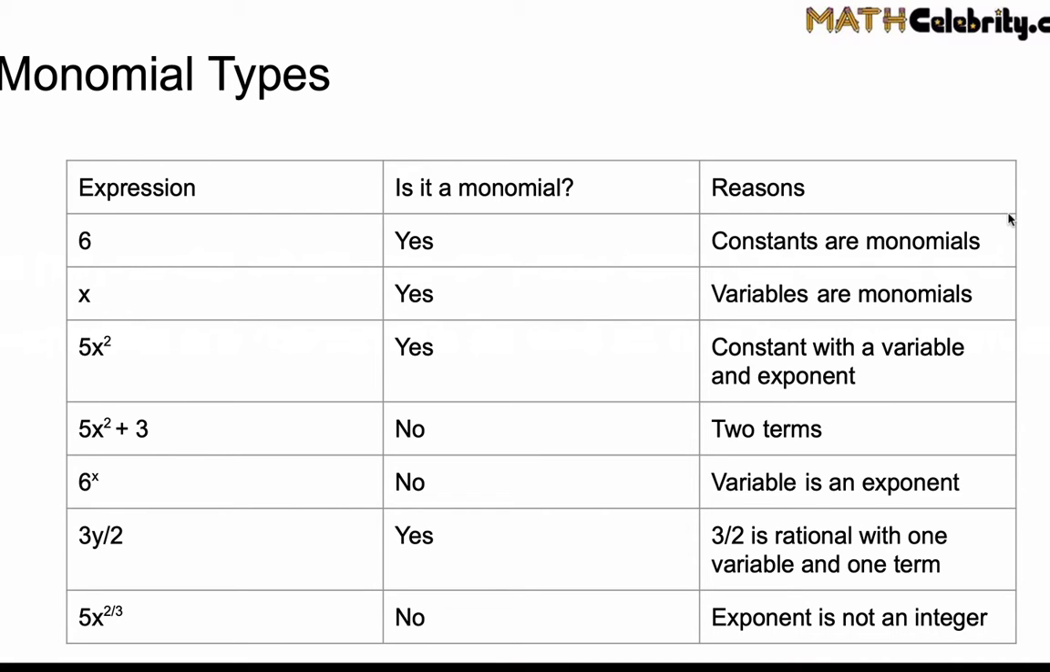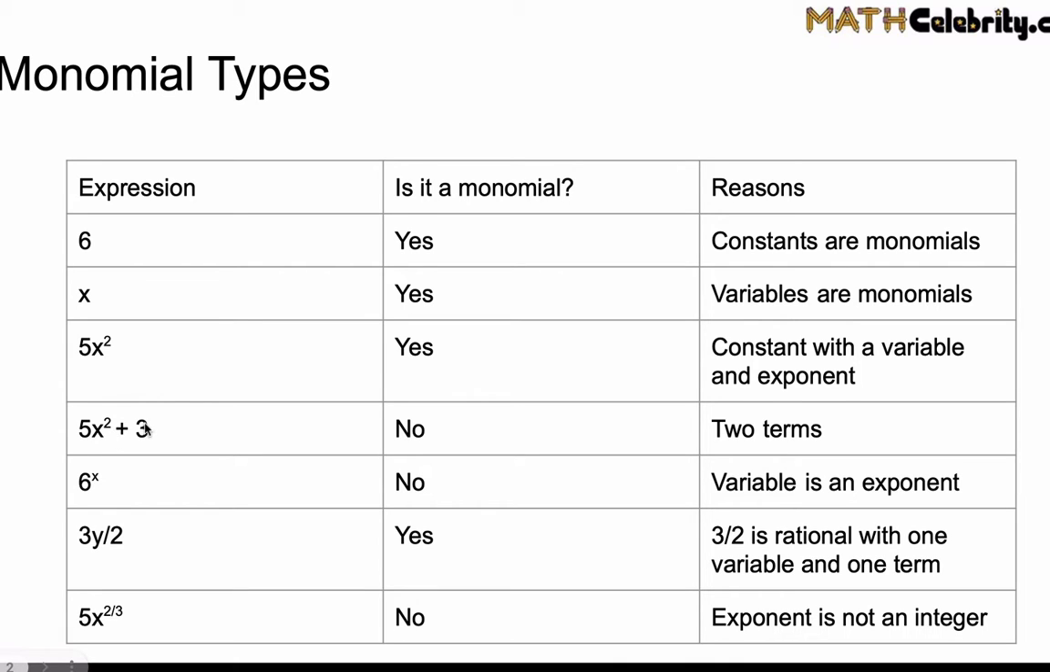Now I want to walk through a few examples. So in this column, I have an expression. In this column, it's yes or no, whether it's a monomial or not. And then the last column is reasons. So because 6 is a constant, yes, it's a monomial. X is a variable. It is also a monomial. 5x squared is the typical monomial we see in math. So we have a constant with one variable and an exponent.